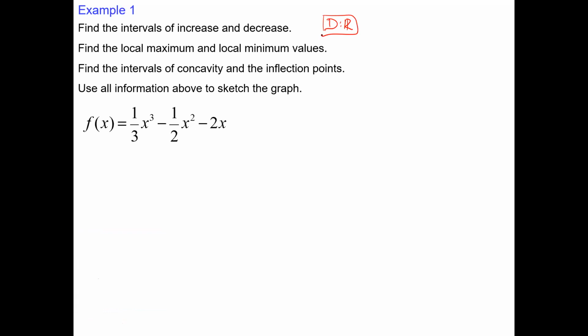For the increase and decrease and local extrema, we need the first derivative, x squared minus x minus 2. The derivative is defined everywhere, so we don't have the situation where the derivative is undefined. We will just need to set the first derivative equal to 0: x squared minus x minus 2 is 0.